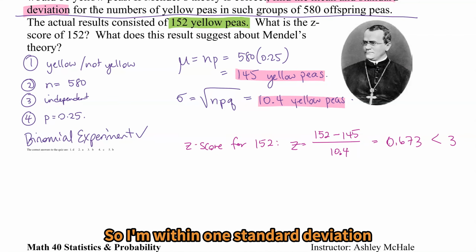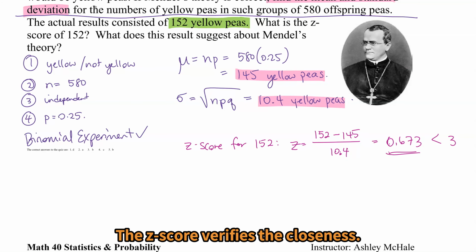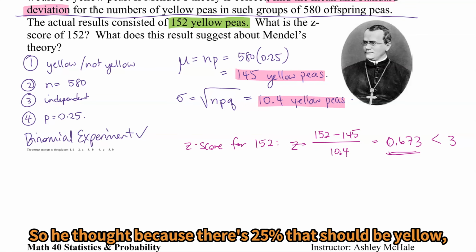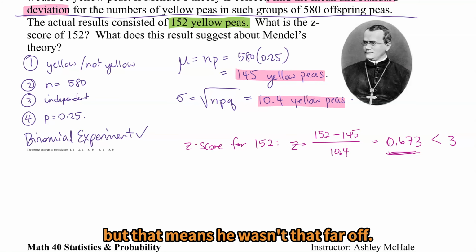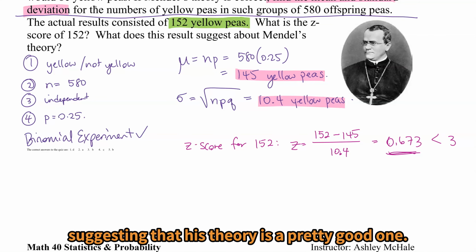So I'm within 1 standard deviation away from the mean. His value was really close. The z-score verifies the closeness of his theorized value of 145. So he thought, because there's 25% that should be yellow, he should get on average 145 yellow peas. Instead, he got 152 yellow peas. But that means he wasn't that far off. He was really close to his theorized value, suggesting that his theory is a pretty good one.